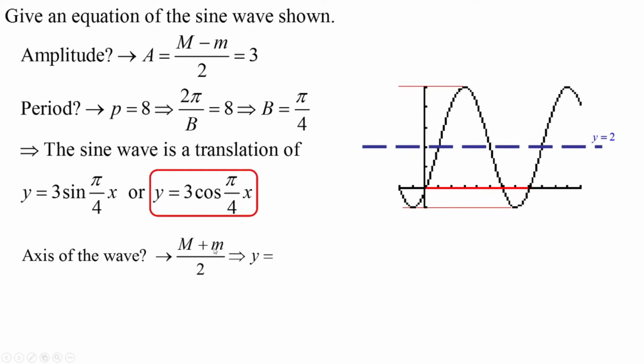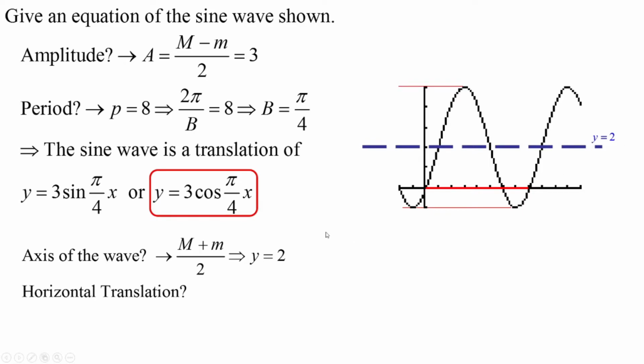5 plus -1 is 4, and 4 divided by 2 would be 2, and that's why the axis of the wave is the horizontal line, y equals 2. And again, that's my k.